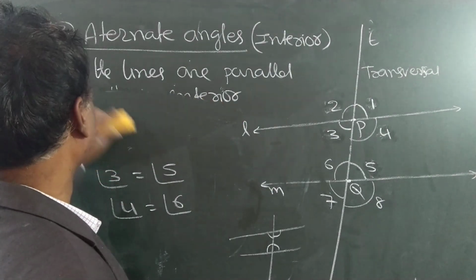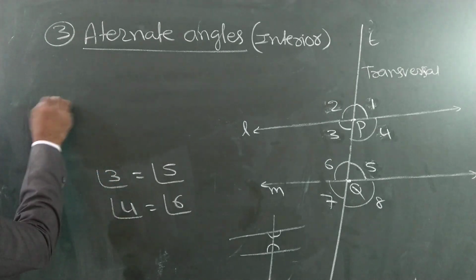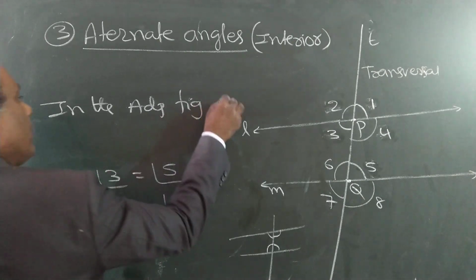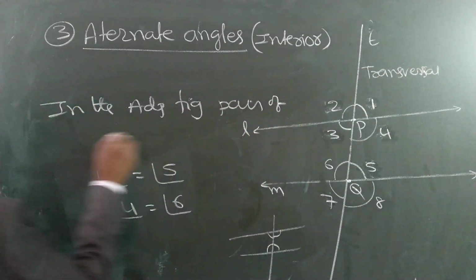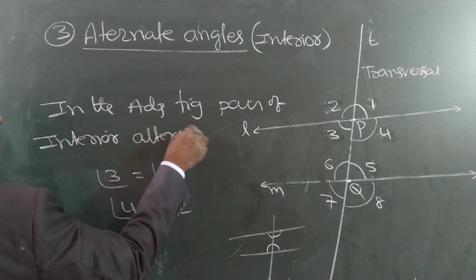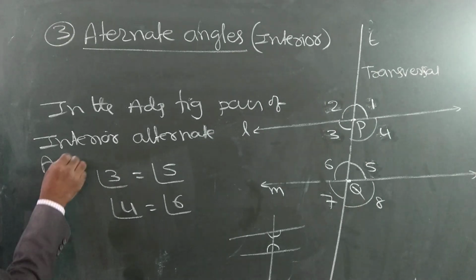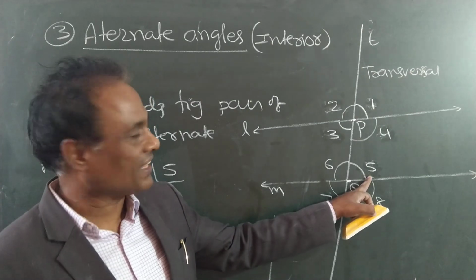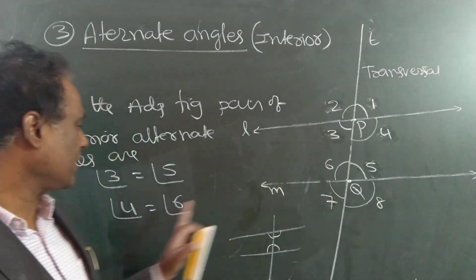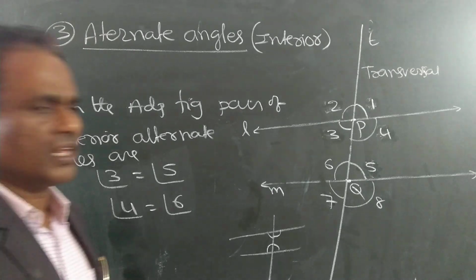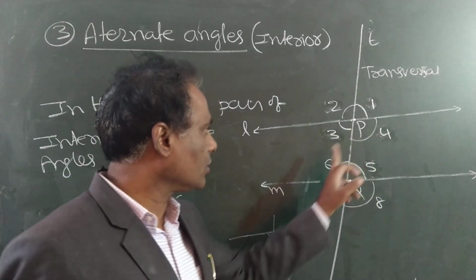Now, in the adjacent figure, the pairs of interior alternate angles are: 3 and 5 are one pair, 3 and 5 are equal. Similarly, 4 and 6 are one pair, 4 and 6 are equal. Interior alternate angles. Very, very important: 3 is equal to 5, 4 is equal to 6.